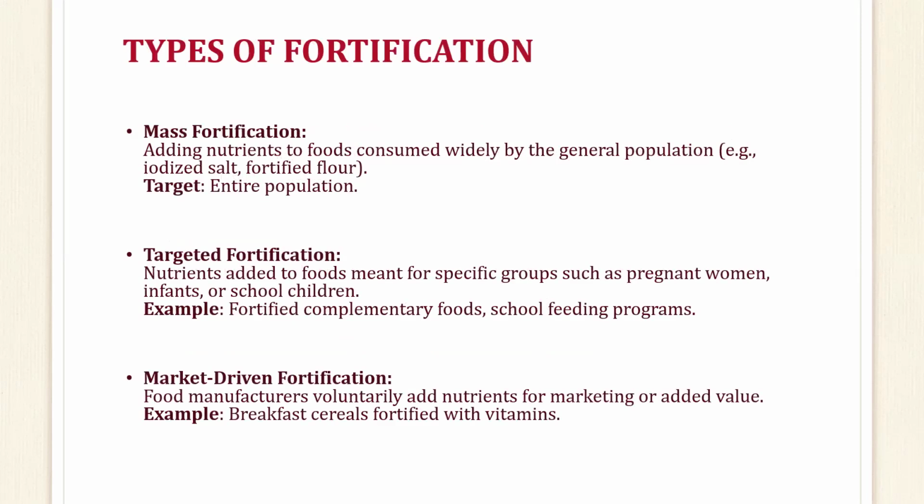Now we have the types of fortification. There is mass fortification, in which nutrients are added to the foods which are consumed widely by the general population, e.g., iodized salt or fortified flour. So the target is the entire population. Then there is targeted fortification, in which nutrients are added to the food meant for specific groups such as pregnant women, infants, or school-going children. So examples are fortified complementary food or school feeding programs.